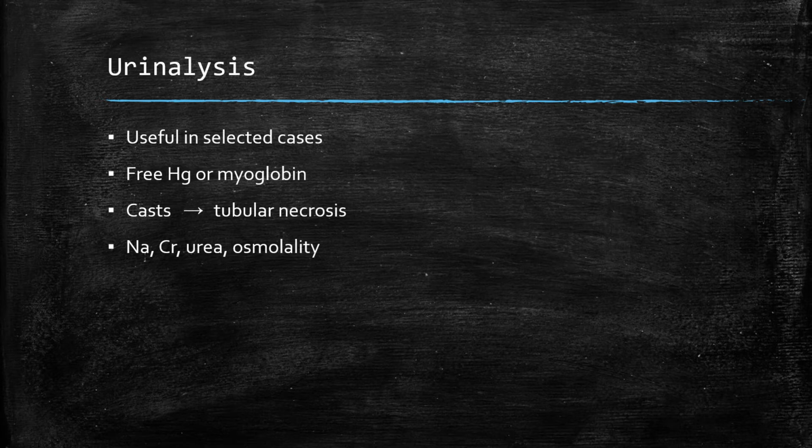In cases where the etiology of the acute kidney injury isn't clear, urine studies can often be helpful. You may see the presence of free hemoglobin or myoglobin. The presence of casts indicates tubular necrosis, which is usually the result of drug toxicity or IV contrast. Urine electrolytes and osmolality can also help sort out whether the patient has a prerenal or renal etiology in the unclear cases.